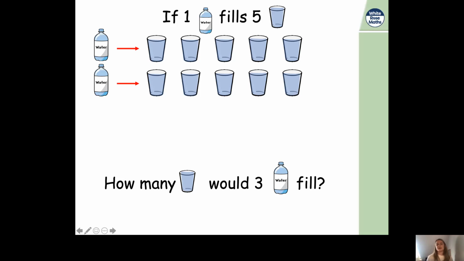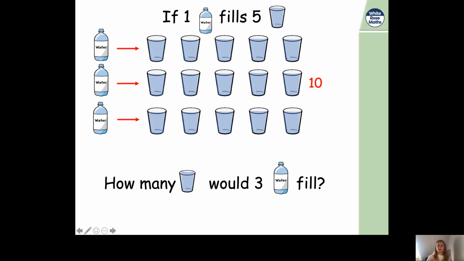So how many glasses do 2 water bottles fill? Well, we've got 5 from the first water bottle, and we've got 5 from the second, and 5 plus 5 equals 10. Okay, so 2 water bottles fills 10 glasses. So what will 3 water bottles fill? Well, let's find out. We need another water bottle, which means we need another 5 glasses. So there's our other water bottle. There's our other 5 glasses. And we need to add another 5 glasses to the 10 that we already have. So what is 10 plus 5? Well, 10 plus 5 is 15.